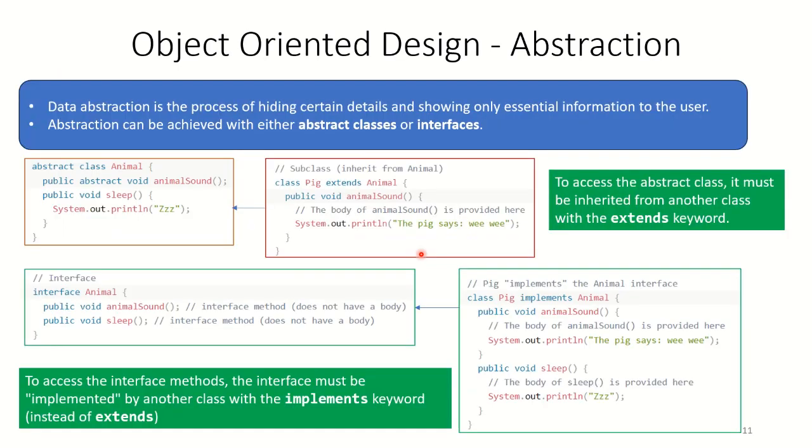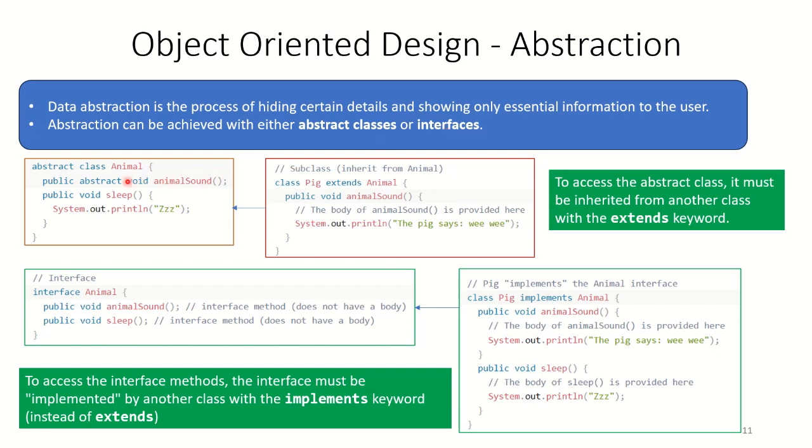There is another interesting property of object oriented programming design which is called abstraction. Now data abstraction is a process of hiding certain details and showing only essential information to the user. We can achieve abstraction in Java using abstract classes and interfaces.